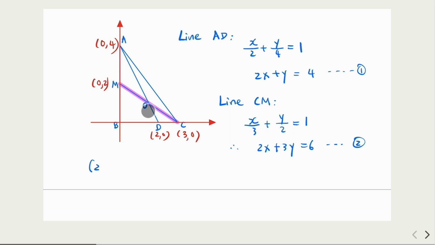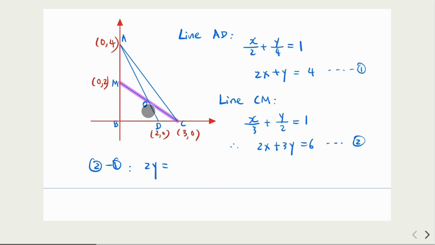Now for the intersection point O, you're going to take the difference here because we try to find the y coordinate here. So 2y equals 2, y equals 1. This would give us the answer. We need to find AO over OD. We're going to draw a parallel line here, a horizontal line, so that this coordinate here is going to be 0, 1.